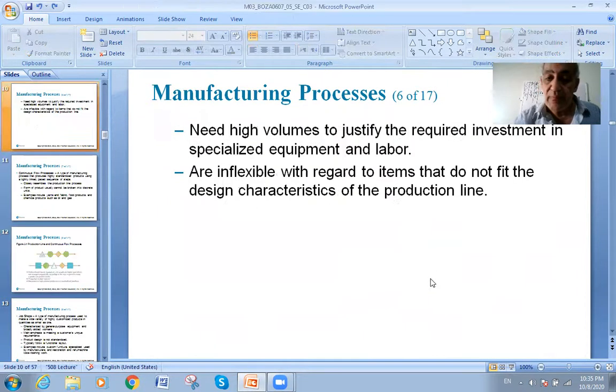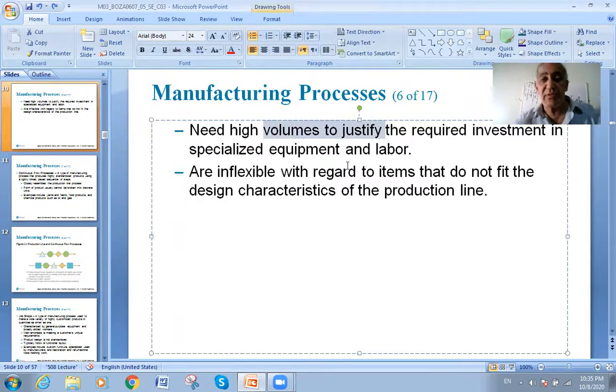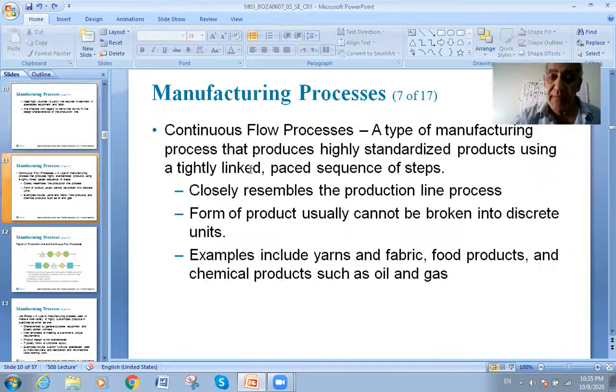The manufacturing process needs high volume, because whenever you start the machine, it gives you a high volume of production, like the biscuits, like the chocolates. And it's inflexible, because you cannot change the product style or anything regarding the product.